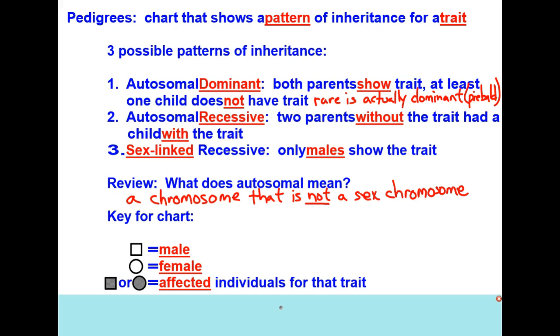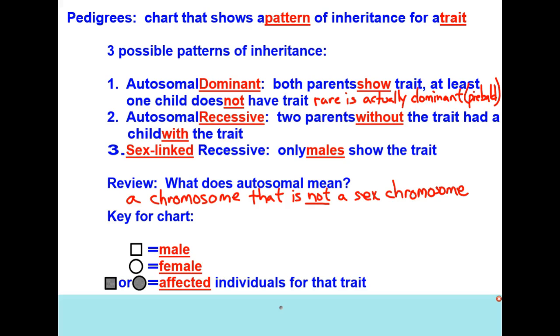And if the box or the circle is shaded in, that means that the individual is affected for that trait, or in other words, possesses that trait. Okay? So an unshaded box means the individual doesn't have the trait, the phenotype for that trait. The shaded box means the individual does show the phenotype for that trait, whatever it is we're discussing.